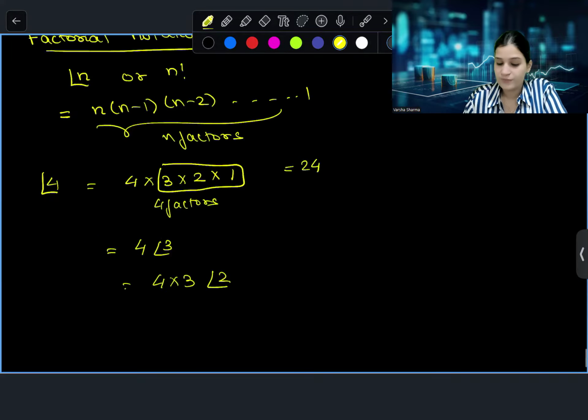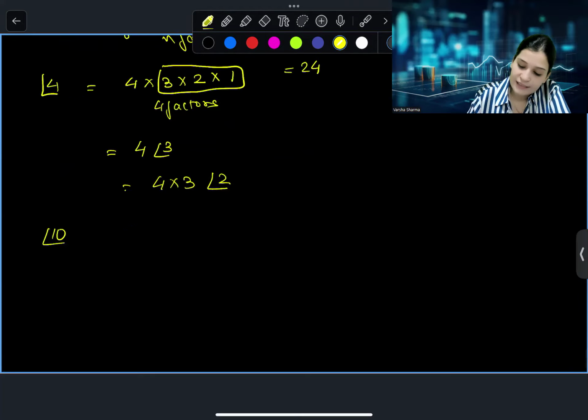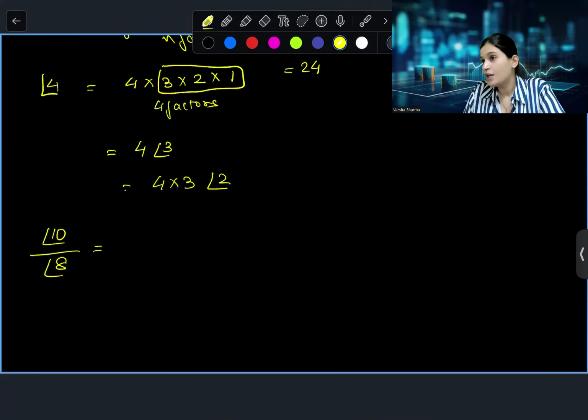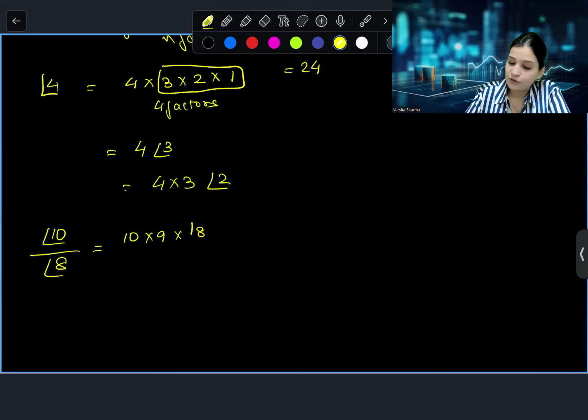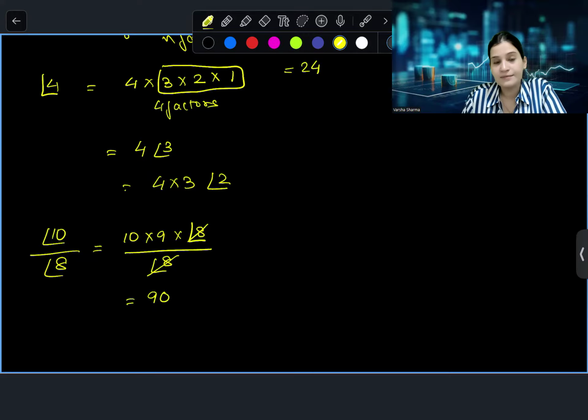Suppose I have factorial 10 by factorial 8. Whenever we are simplifying factorials, we open the larger factorial till we get the smaller factorial. Out of 10 and 8, 10 is larger, so I'll open the factorial of the larger number. 10 factorial, the first number is 10, then 10 minus 1, 9, then 9 minus 1, 8. As soon as you get 8, you can write factorial here. They get cancelled. Answer would be 90. Am I clear?